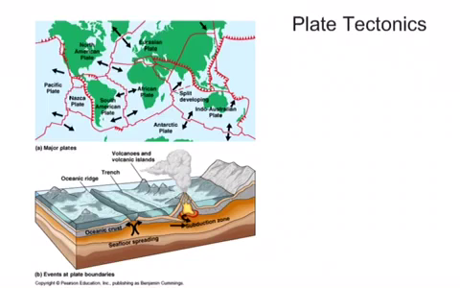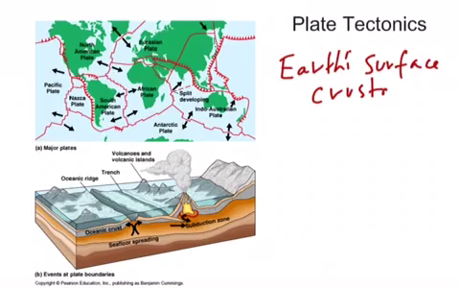So first of all, the Earth's surface is covered in a series of crustal plates. We would see that these various crustal plates are floating on molten rock, which is very, very thick and moves very slowly, and these plates will float on that particular molten surface.